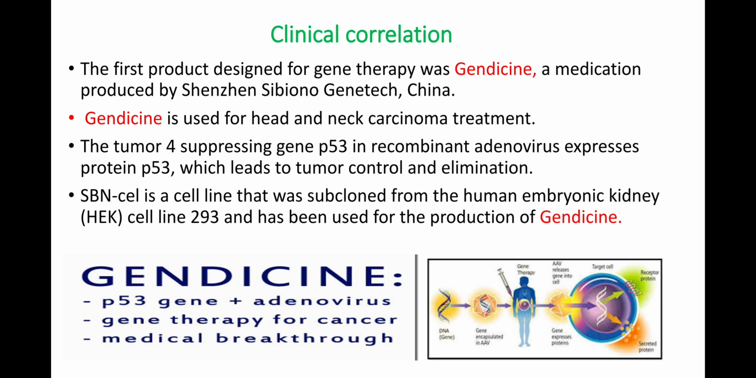Okay, last one is the SBN cell, which is a cell line. That cell line was subcloned from the human embryonic kidney cell line, and it has been used for production of Gendicin. The main key point is Gendicin is the P53 gene plus adenovirus that is used for tumor control and elimination of tumor.